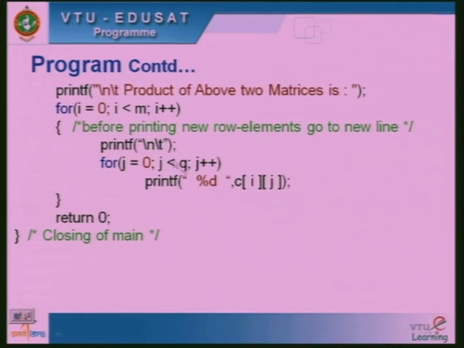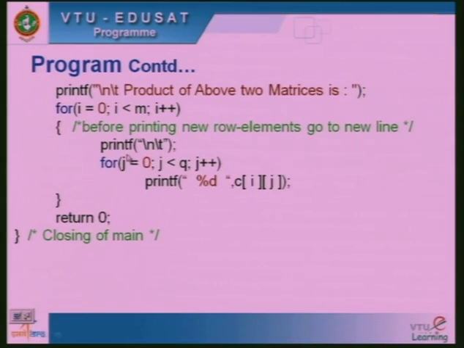M cross Q. Fine. So here i is equal to 0, i less than m, i plus plus, then j is equal to 0, j less than q, j plus plus, where q is the number of columns of the resultant matrix, m is the number of rows of the resultant matrix. So you print the resultant matrix in an appropriate way there. Then you return 0 and you terminate the main function.